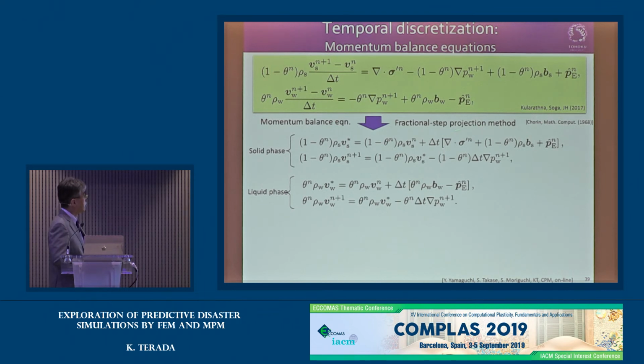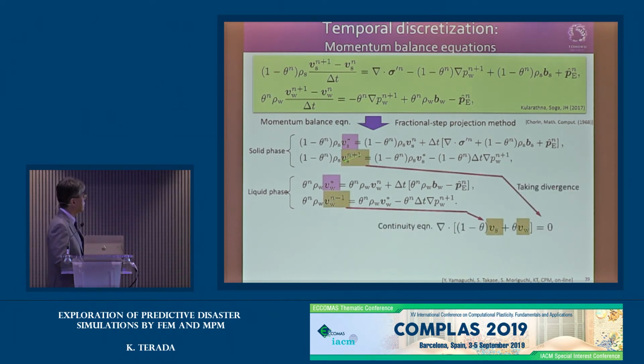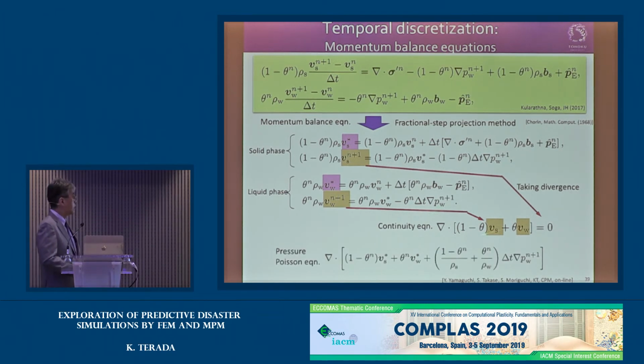This is very standard for computational fluid dynamics. Here is the intermediate velocity and the velocity field at the current time step. Then by taking the divergence of these two equations and substituting into the continuity equation, we can have the pressure Poisson equation like this, to implicitly solve for the current pressure field like this.